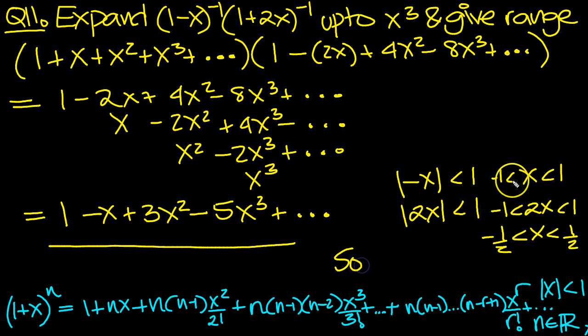So combining those two, we can see that this one is more restrictive than this one. It sits inside, so we can clearly see that this is the range of values between minus a half and a half.